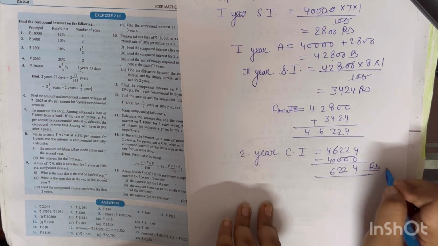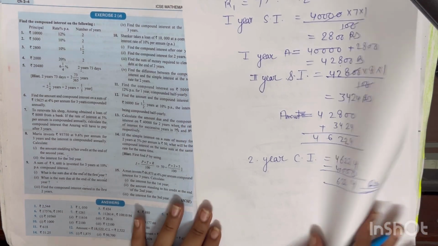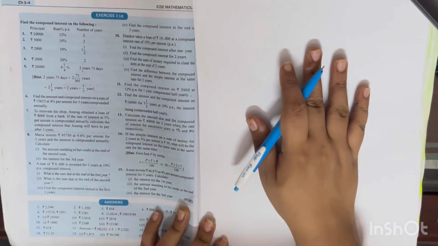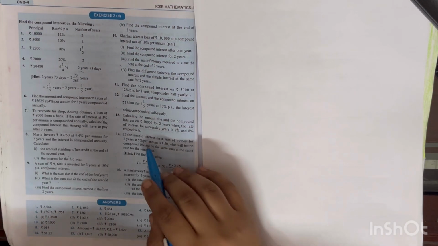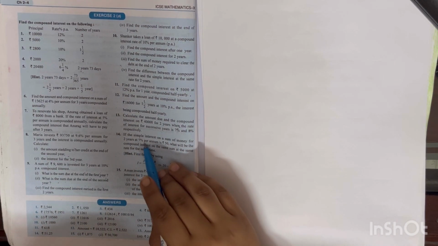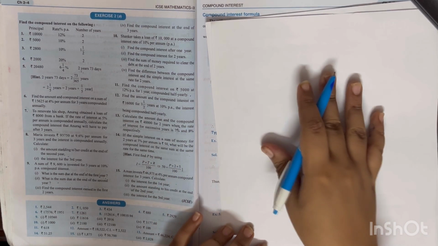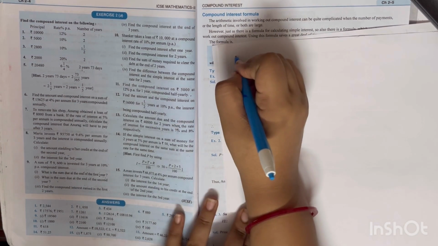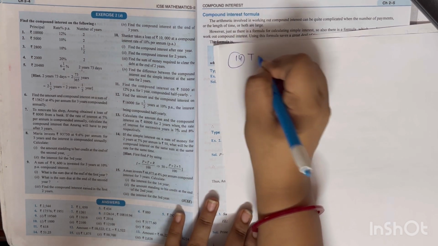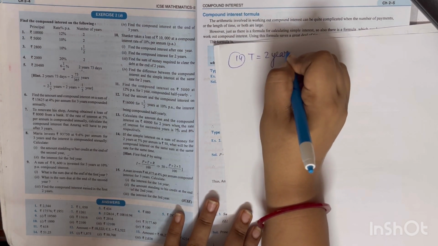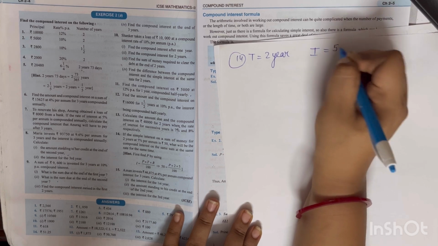Now question number 14. If the simple interest on a sum of money for 2 years at 5% per annum is rupees 50, what will be the compound interest on the same sum at the same rate for the same time? So this time you have given the simple interest. T is 2 years and interest is 50 rupees and rate is 5%.